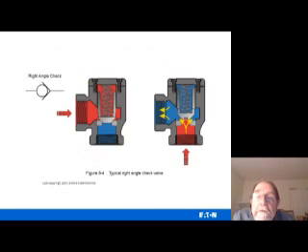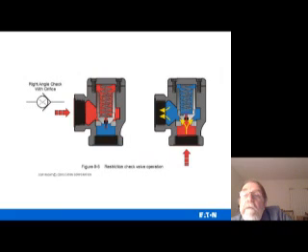Now this is a typical right angle check valve. Essentially you've got fluid coming in through the bottom, and it will go out, but it's not going to go the other direction. If it's coming in here, it's not going to go anywhere. The fluid's going to pop this off. It's based on the tension on the spring, and they're adjustable on some of them.